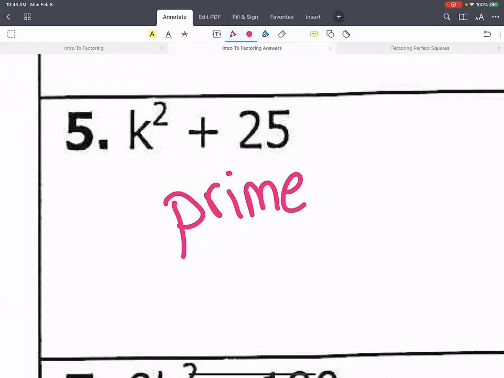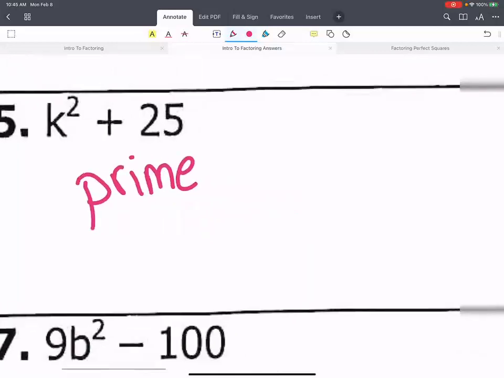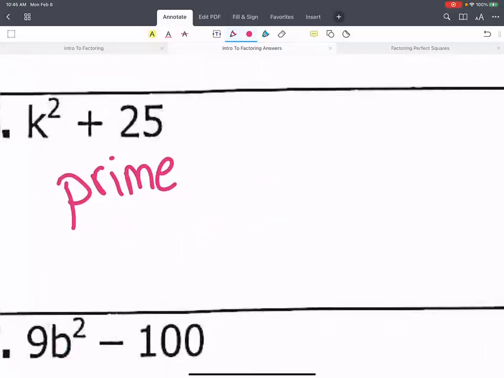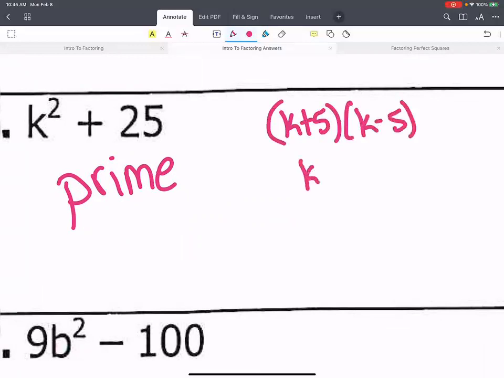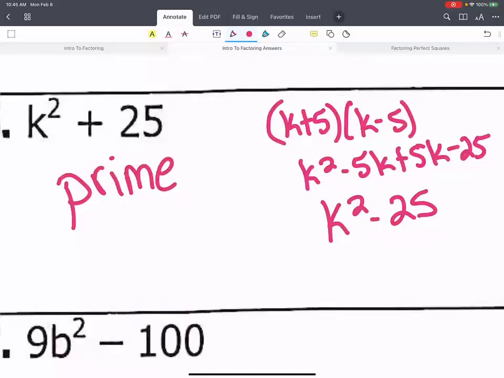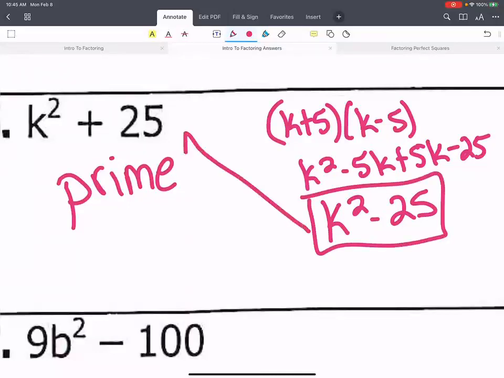It doesn't work if it's addition. Let me show you why. Okay. Don't write this, just watch. If I did K plus 5 times K minus 5, watch what'll happen. My sign would be all messed up, right? This, no, can't do that. Bad, don't do that, right?